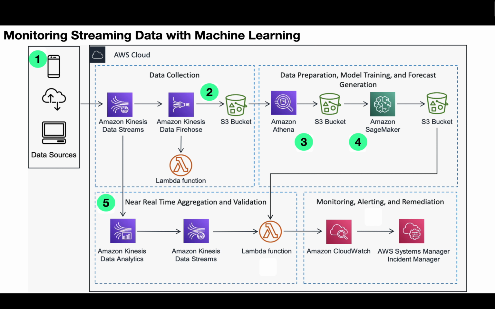5. As new data arrives, it is aggregated and prepared in near real time by Amazon Kinesis Data Analytics. The resulting prepared data is compared to the previously generated forecast. 6. Using another AWS Lambda function, the forecast and actual values are written as metrics to Amazon CloudWatch. 7. When actual values deviate significantly from the forecast, a CloudWatch alarm triggers an incident in AWS Systems Manager Incident Manager to trigger an investigation or remediation.